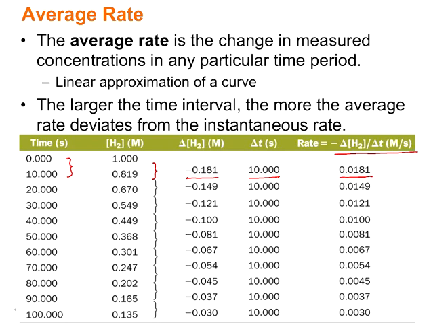Now we could do the same thing for these other data points. So maybe we continue to take measurements every 10 seconds. We can then take the difference in our second measurement and third measurement, and then divide that by the difference in time, which is again 10 seconds. And our rate would then be 0.0149 molarity per second for that particular time period. And we could keep going.